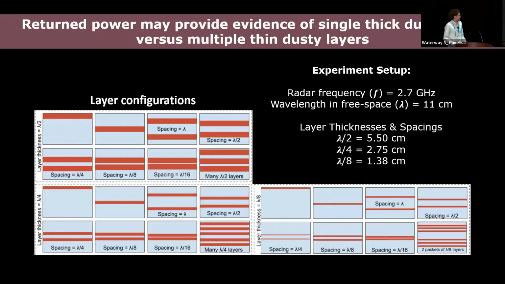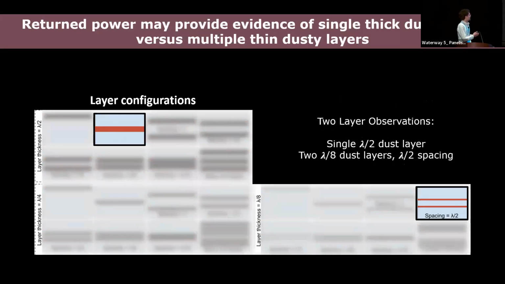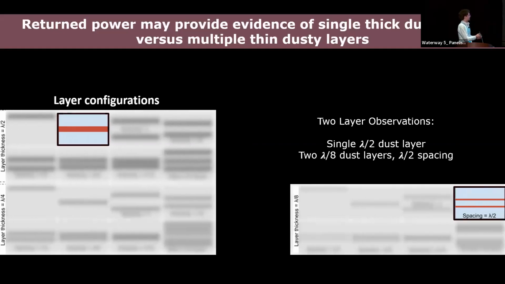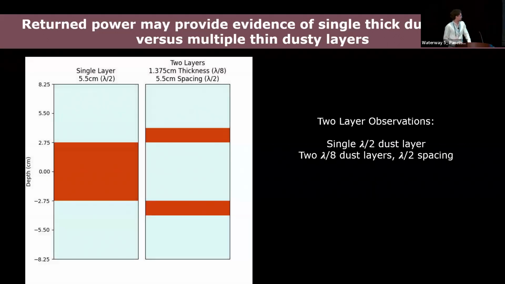Using these results, we can take this back to these multi-layer experiments and constrain the non-uniqueness of radar data. I'm going to talk to you about a single 1/2 thick dusty layer and two 1/8 thick dusty layers spaced 1/2 apart. In the one on the right here, we're going to get the combined reflectors, so they're going to look similar in radar reflections. So I'll talk to you about the power returns of these two. This is just for clarity. We have the 1/2 thickness, and then we have the two thin layers spaced that same thickness apart.